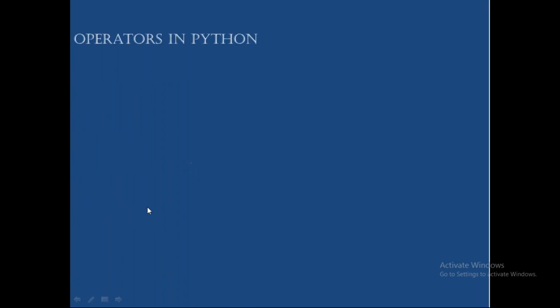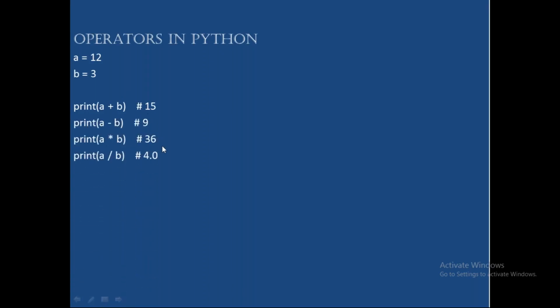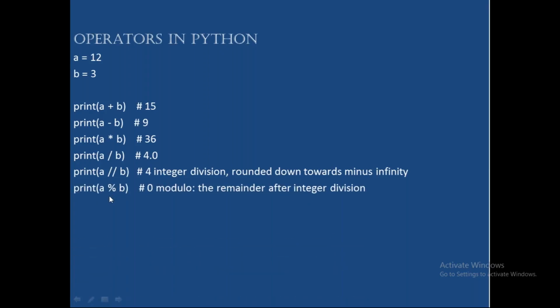Okay, next. Operators in Python. Say A equal to 12, B equal to 3. A plus B is 15. A minus B is 9. A into B is 36. A by B means 12 by 3, which is 4.0. Here, A double slash B will give an integer, not a float. When we just divide, it gives a floating point. A percent B will give the remainder. So the remainder is 0.